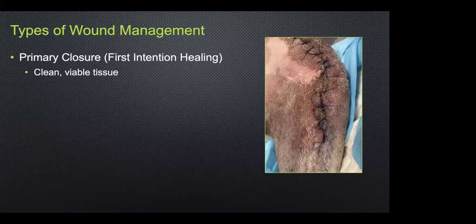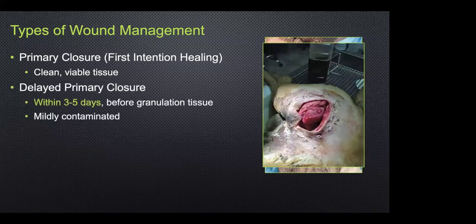There are different types of closure for soft tissue wounds. There's what we are most familiar with, which is primary closure. That's what we do for most of our surgeries. It's otherwise known as first intention healing, and this is where you get that clean, viable tissue. You can close it right away.